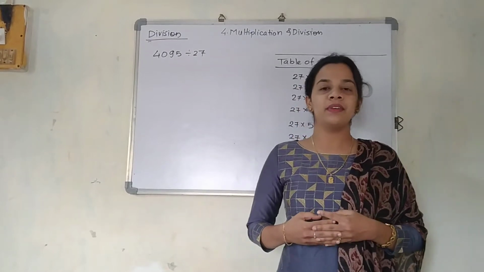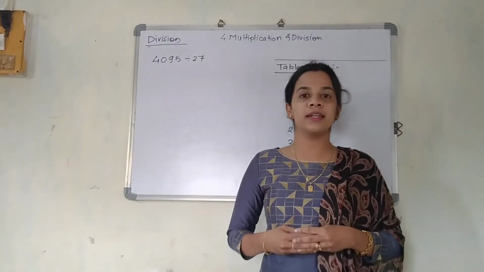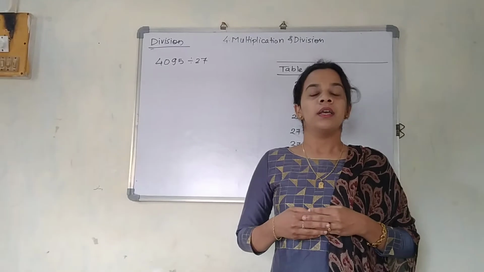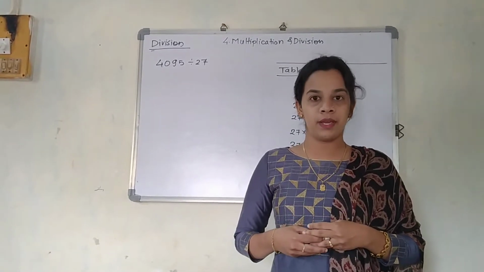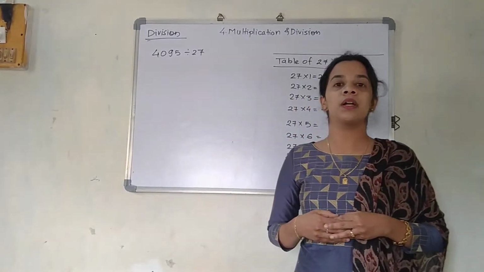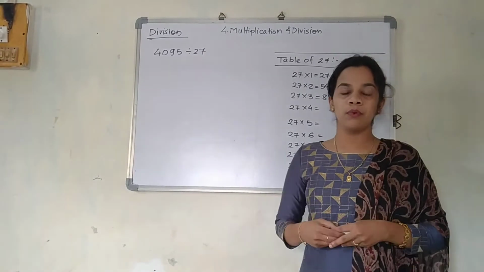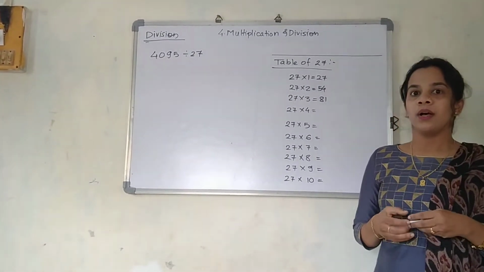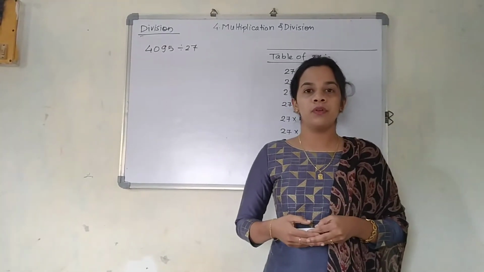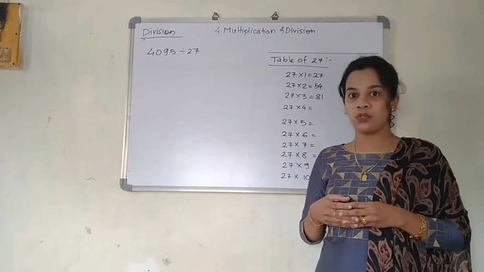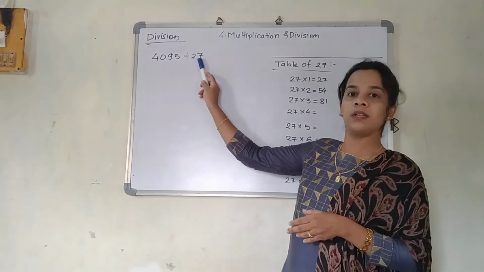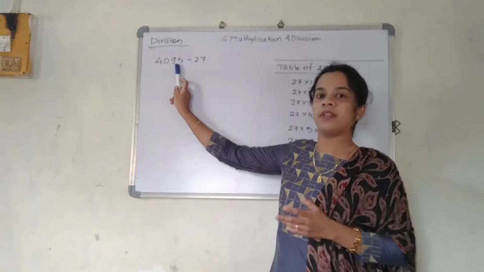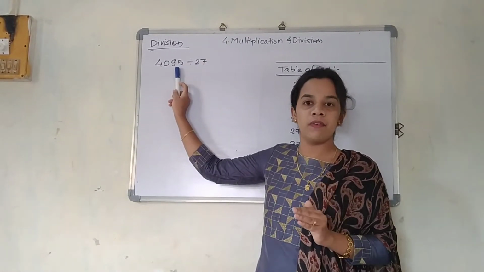So welcome all. We have already started our fourth lesson, that is multiplication and division. In the previous lecture we have seen the multiplication part. Now we are going to start with our division. Just see near the board: 4095 divided by 27. In earlier classes you have seen division, but right now the divisor is 27. 27 is the divisor and 4095 is the dividend.